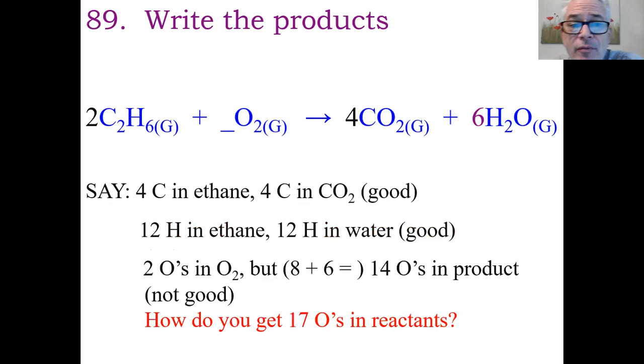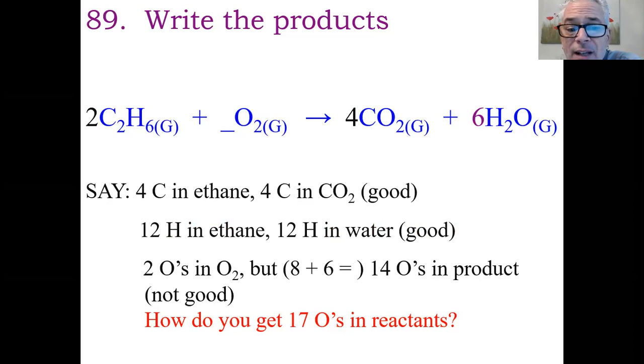So I changed that to a 4, and here we go. There's 4 carbons in ethane. There's 4 carbons in carbon dioxide. There's 12 hydrogens in ethane, right? 2 H6s. We have 12 hydrogens in water. We have 6 H2s. We always start with 2 oxygens on the reactant side. Now we have 8 oxygens in carbon dioxide and 6 more in water. 8 and 6 is 14.